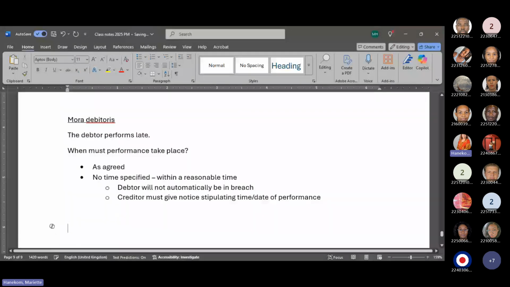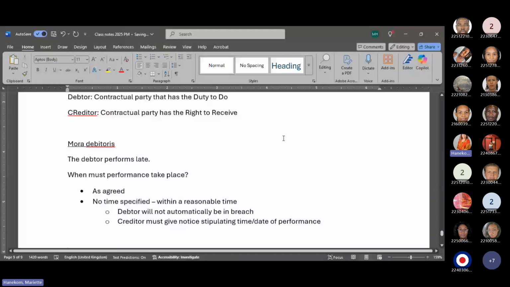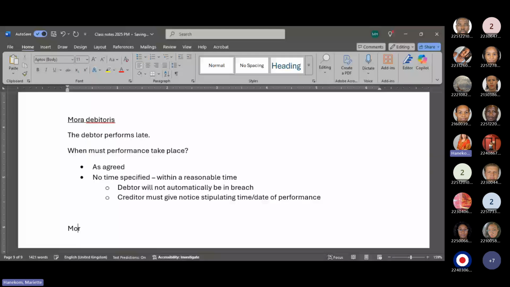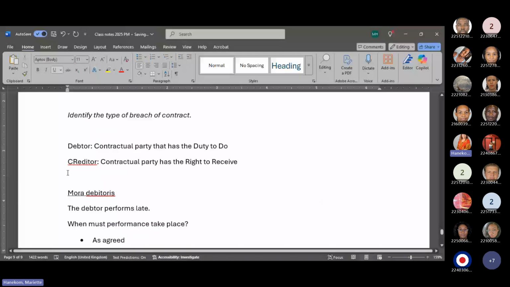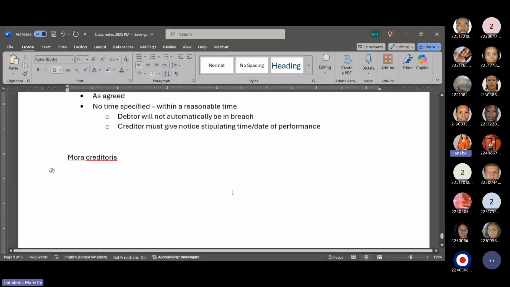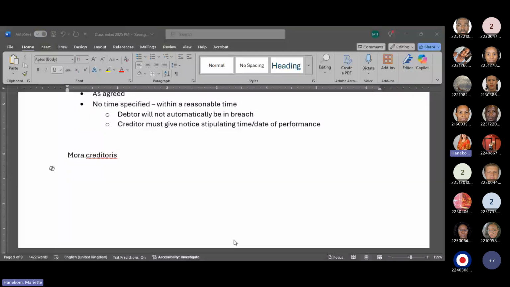Now, this next one is often confusing. But it will only be confusing if you don't properly understand the concepts of debtor and creditor. Mora creditoris. Creditoris relating to the creditor. But now, if you're wide awake, which I'm sure you are, you should immediately start being confused and saying, but now how can this work?